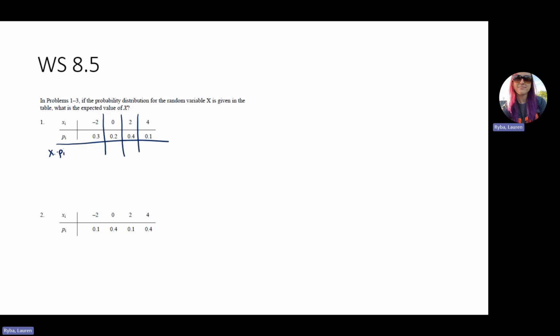So if I take -2 times 0.3, that gives me -0.6. 0 times anything is 0. 2 times 0.4 is 0.8. And 4 times 0.1 is 0.4. The first step, multiply each x with its probability, and then we're going to go through and sum all of those together. So add all the way across here. And if I do that, I will get 0.6.